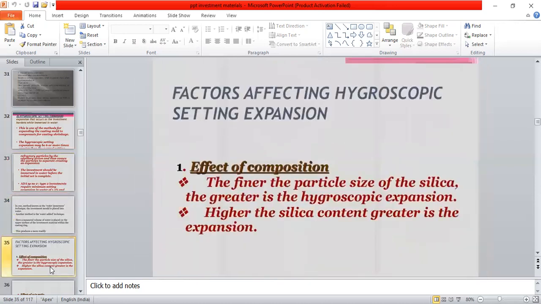There are certain factors which determine the hygroscopic setting expansion, which we are going to discuss. The first one is the effect of composition, next the effect of water powder ratio, then the temperature. First, the effect of composition: the finer the particle size of the silica, the greater will be the hygroscopic setting expansion. Then the higher the silica content, the greater will be the expansion.